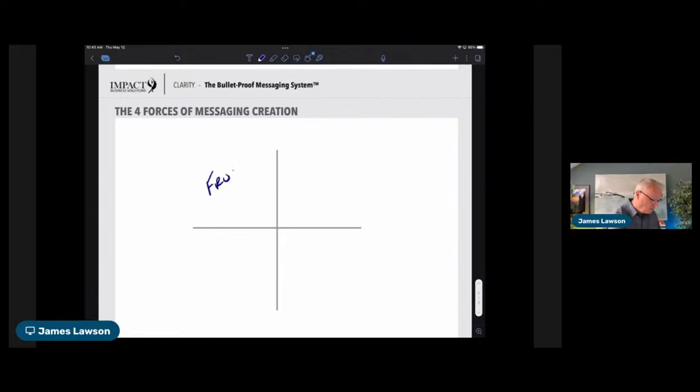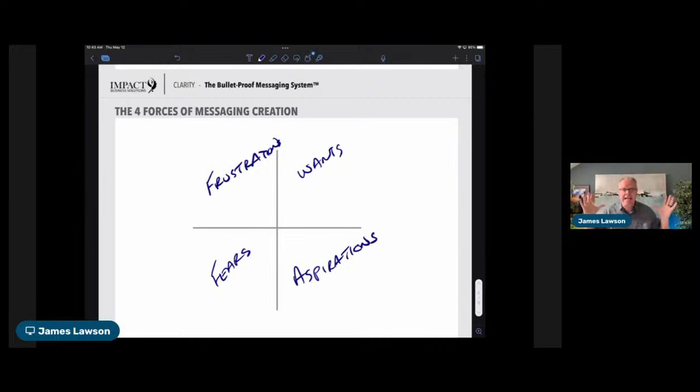First of all, we've got the frustrations. Then we have fears, we have wants, and we have aspirations. Now, at any point in time, your prospects are in one of these boxes. They're thinking about these things.